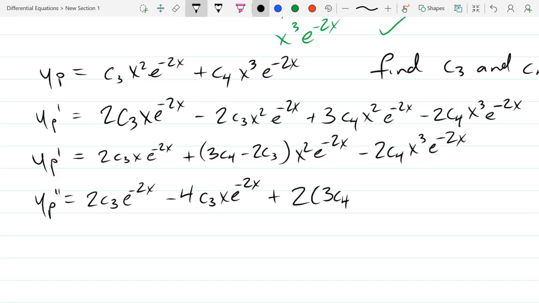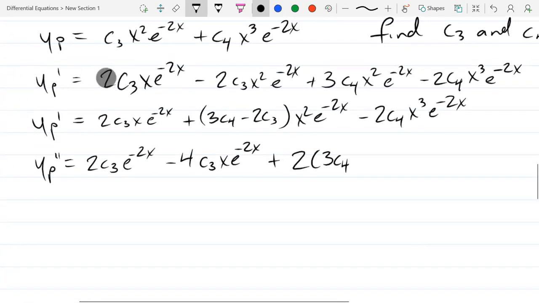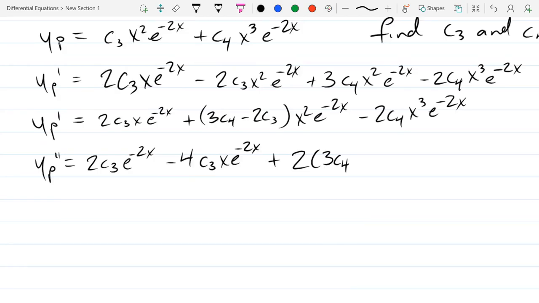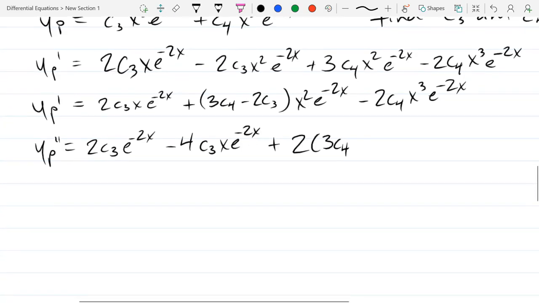And what I did on my last y_p prime is I combined my constants together so my derivative would be less painful to take. I basically have one less product rule I'd had to do. Plus, at some point, I'm going to do matching coefficients. So I need to match the functions of x together. So I'm going to have to do that step anyways.